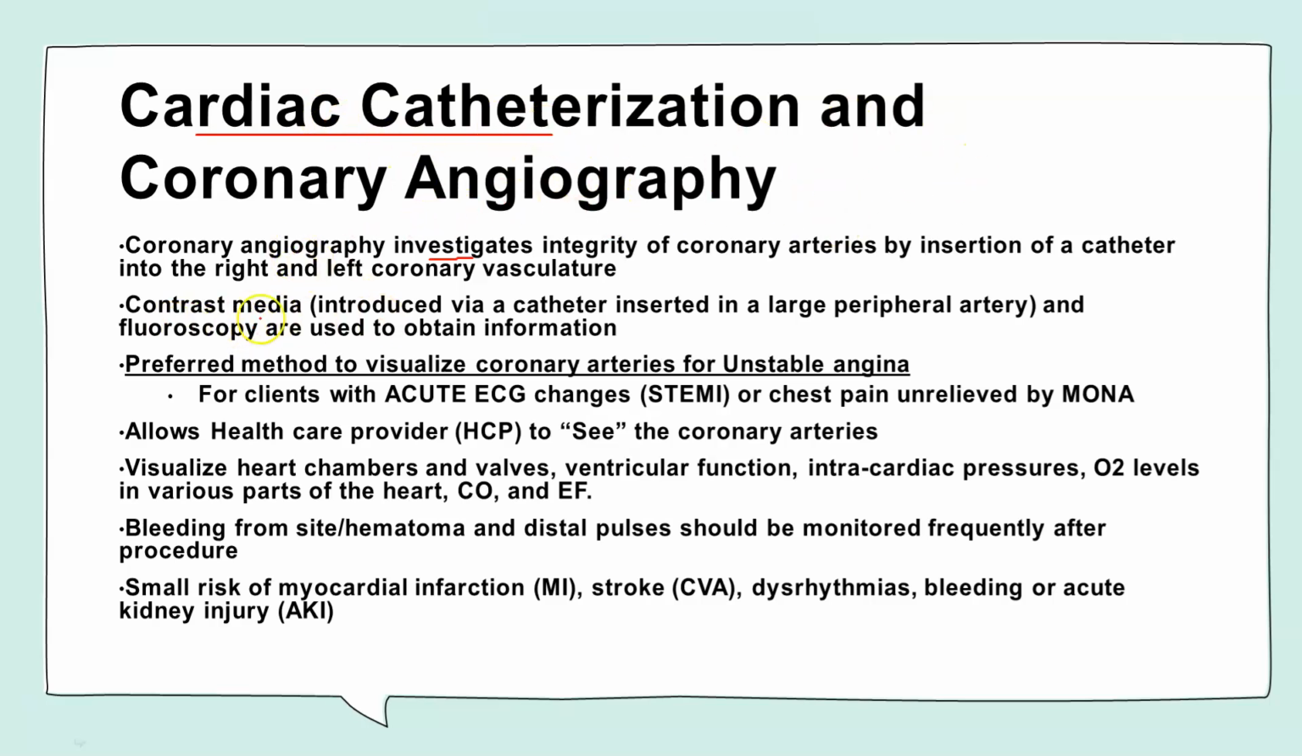lab. We can use contrast media, which is going to be injected into a large peripheral artery, and use fluoroscopy. This is the preferred method to visualize your coronary arteries for unstable angina/MI. So obviously clients that are having acute changes in their ST segment.